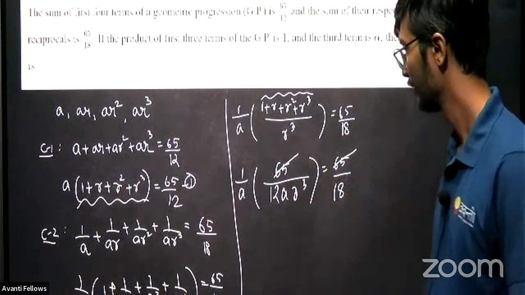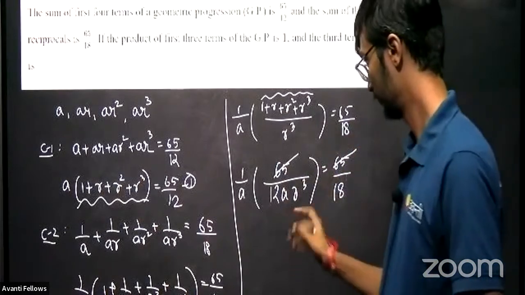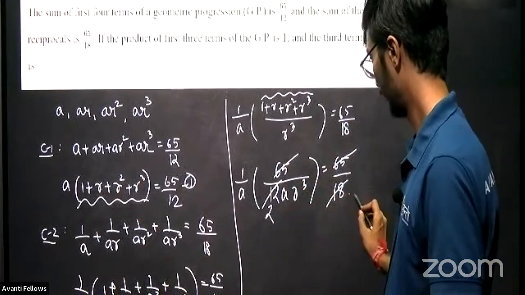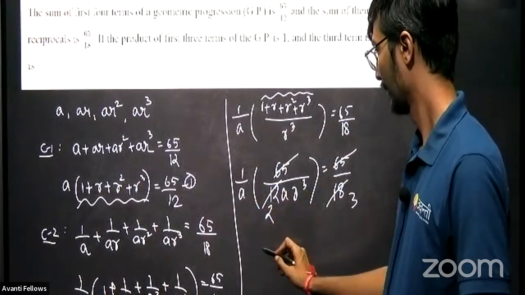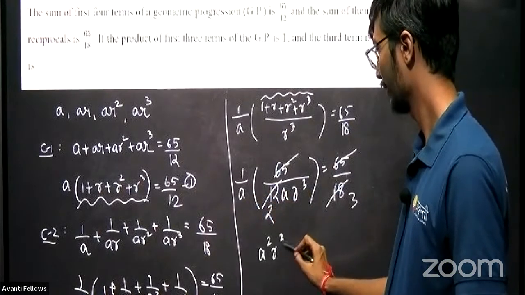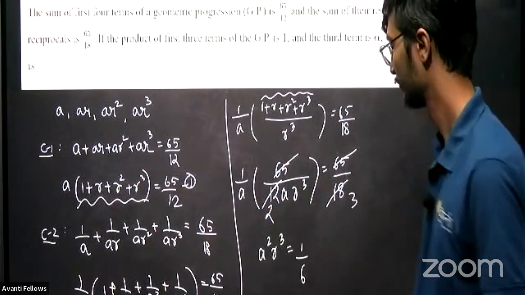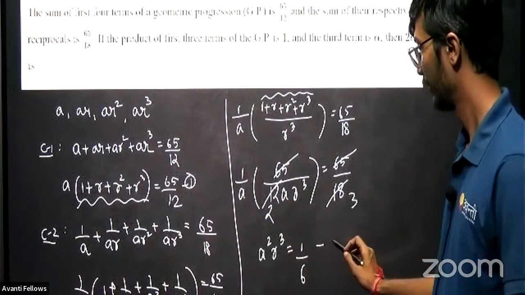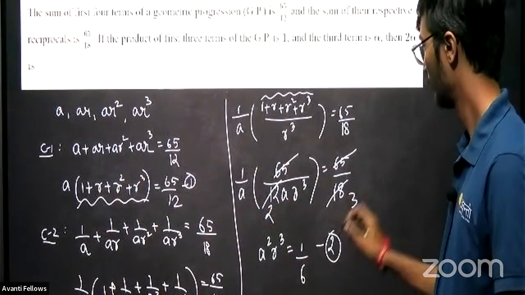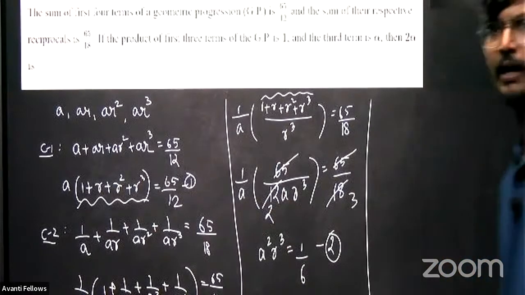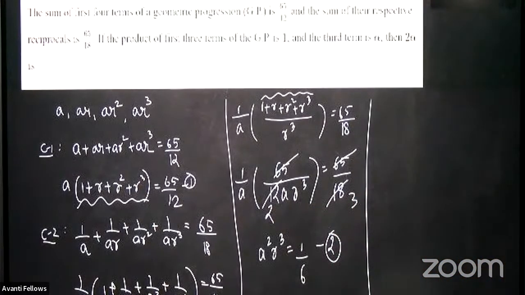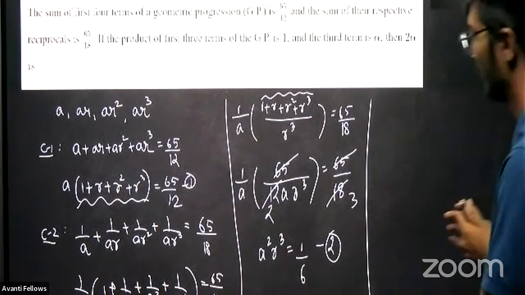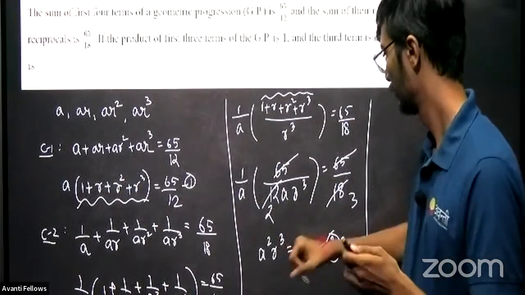65 will get cancelled. 6 2s are 12, 6 3s are 18. So I'll get A square into R cube is equals to 1 by 6. Correct? Let's mark it as equation number 2. I hope I am correct, right? A square R cube will be equals to, sorry, 1 by 6 नहीं होगा ना, 3 by 2.